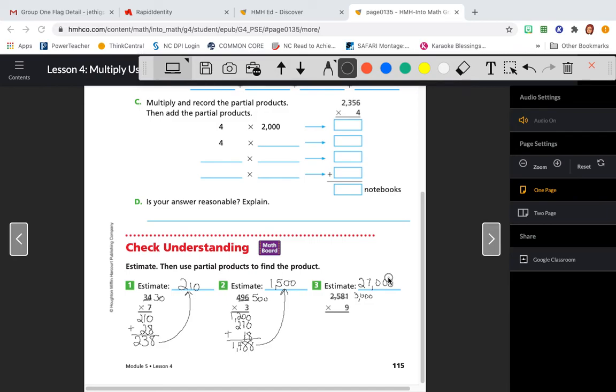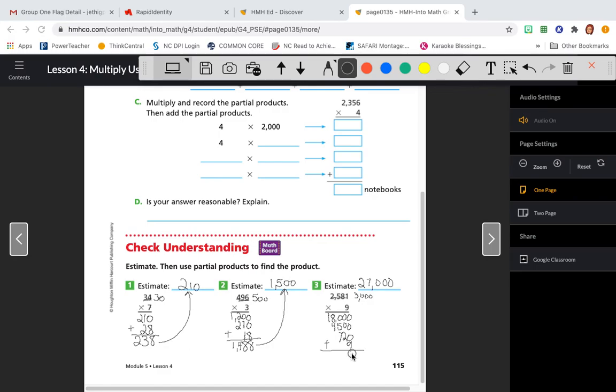Now let's actually multiply. So we're going to start with the thousands, and we're going to say 2 times 9, and that's 18. And then we're going to put 3 zeros here to represent the 5, 8, and 1. All right, now we're going to say 5 times 9, and that's 45. So we're in the hundreds. So 4,500. Then we're going to say 8 times 9 is 72. And then 1 times 9 is 9. So we're going to add all 4 partial products together.